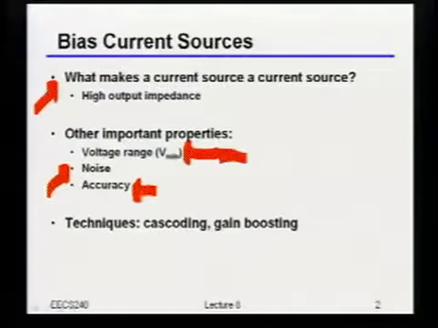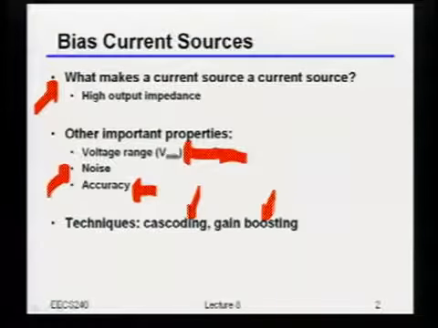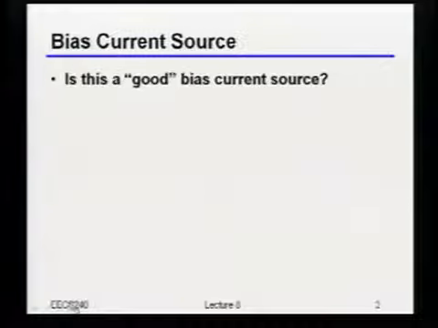Okay, so we're going to do a brief review of techniques that you should have seen before, obviously things like cascoding, gain boosting, or active cascode. But before we do that, I just wanted to make sure we're all on the same page on a couple of things. The first thing I want to do is draw basically the stupidest current source I can think of, and then make sure you all see why it's stupid.